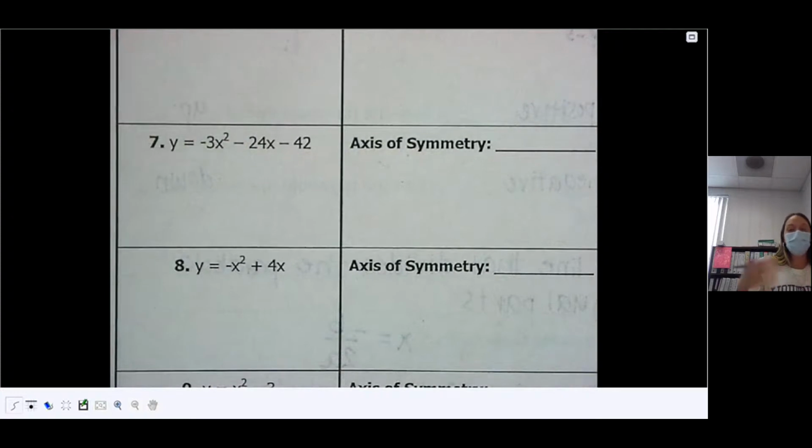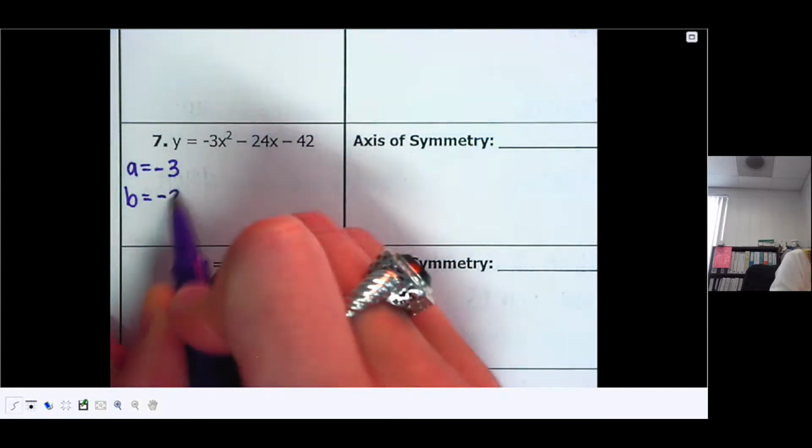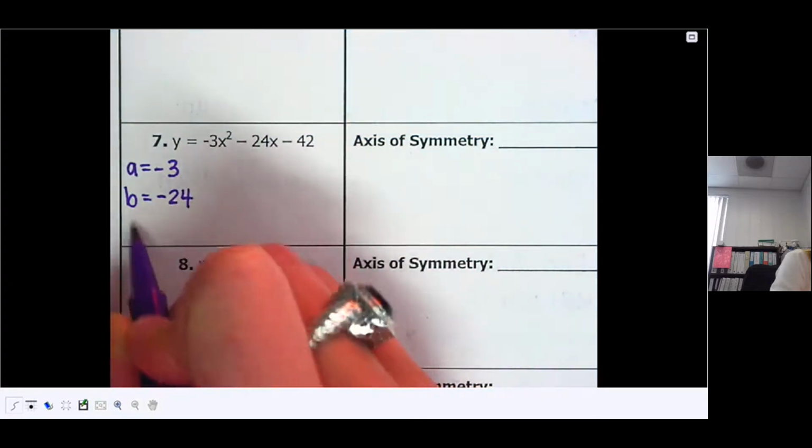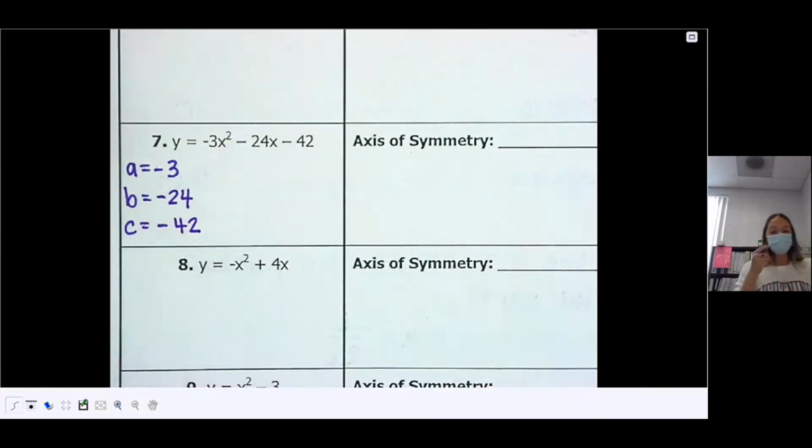First thing is just write down your A, your B, and your C. What's your A value? Yep, we jumped to 7. -3. Then -24 is your B. And your C value is -42.